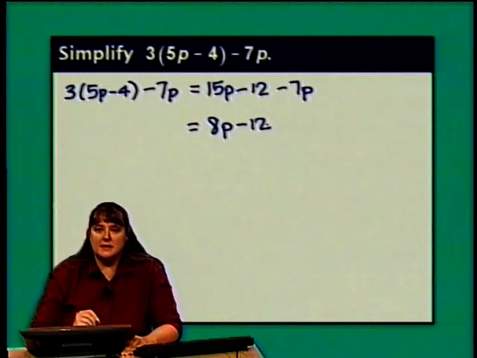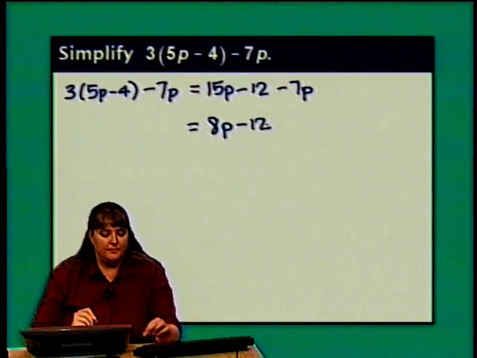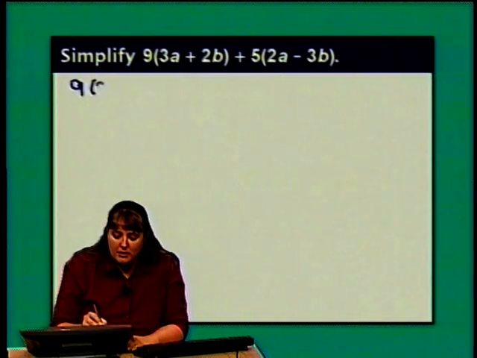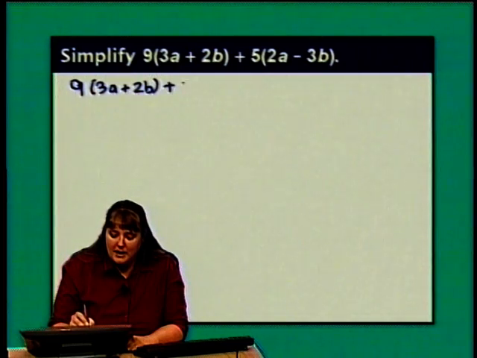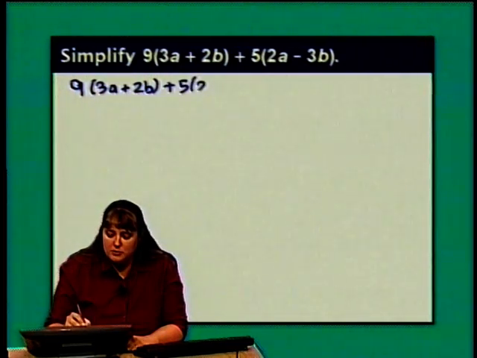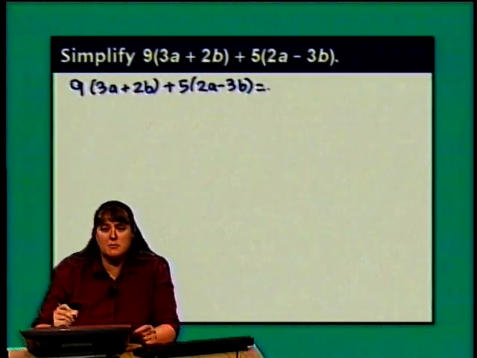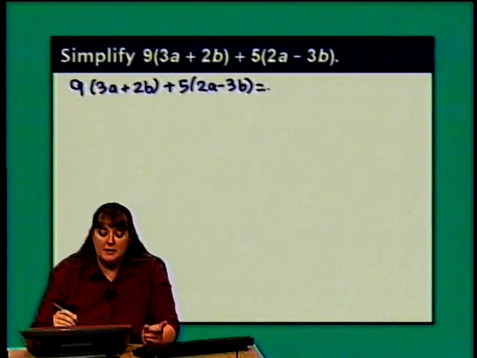So this simplifies to 8p minus 12. What about 9 times the quantity 3a plus 2b plus 5 times the quantity 2a minus 3b? Now I need to distribute the 9 through the first set of parentheses and the 5 through the second set of parentheses. Again, I'm going to do the multiplication in my head.